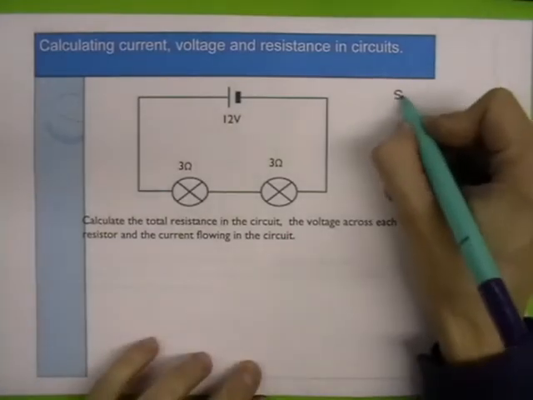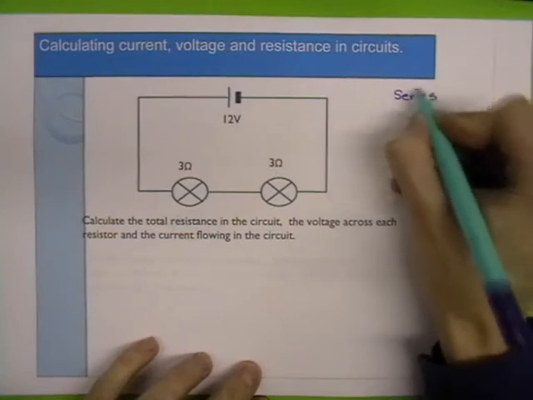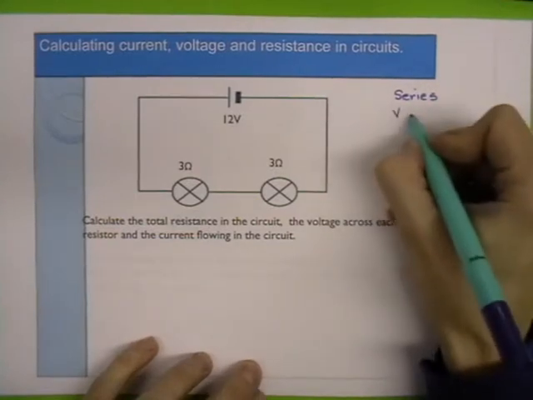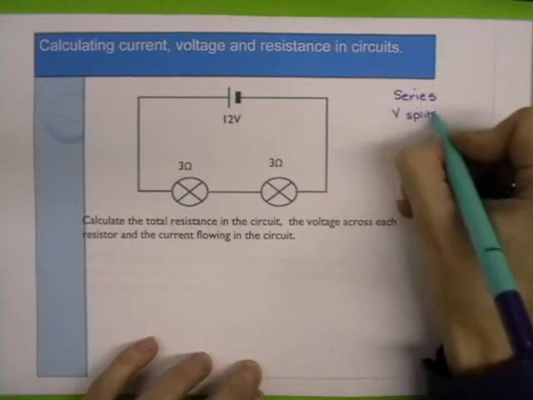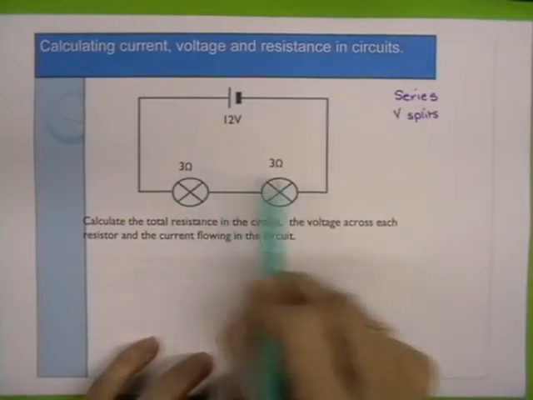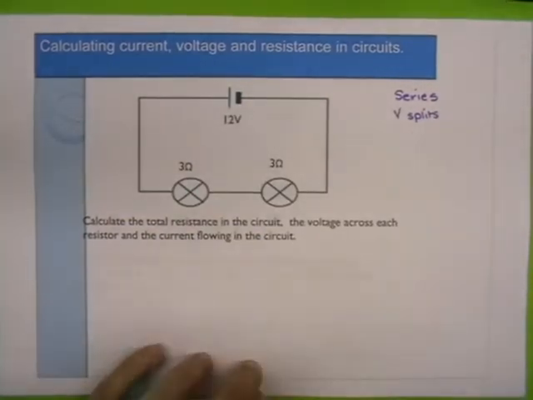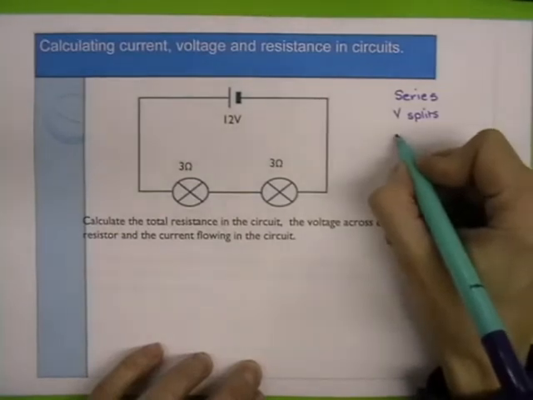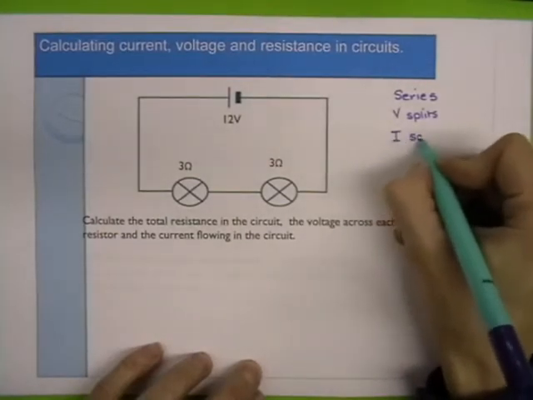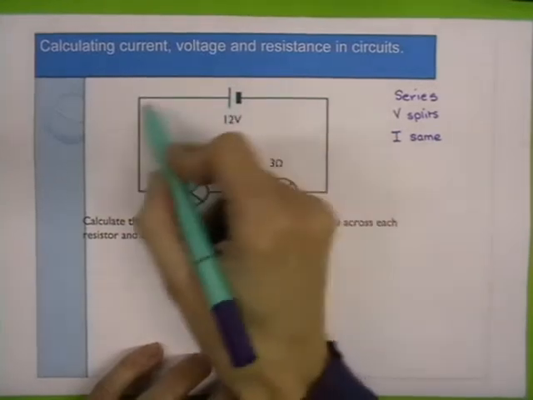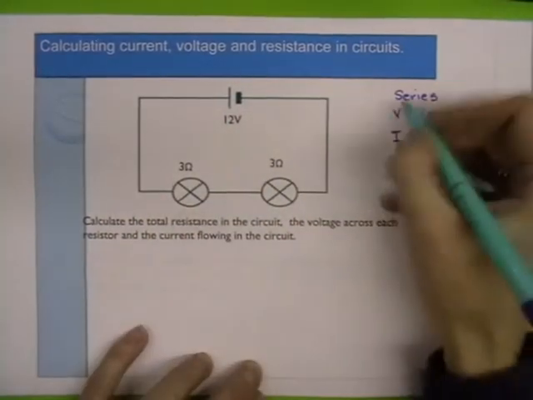In a series circuit, what happens? The voltage splits, and the two voltages add up to give you the total voltage of the battery, but the current is the same. So the same current flows through an entire series circuit.